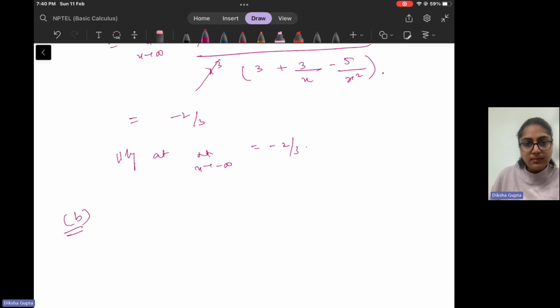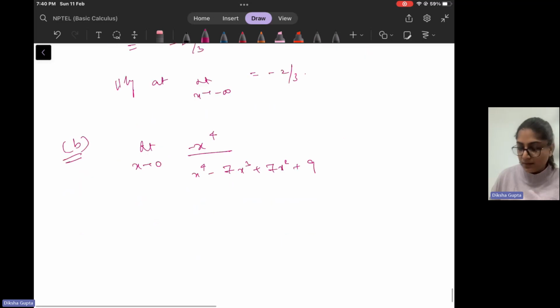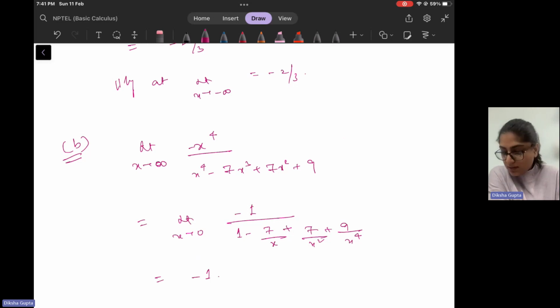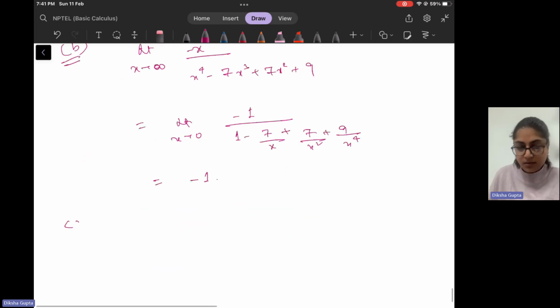Okay, so b part, limit x tending to infinity of minus x raised to power 4 upon x raised to power 4 minus 7x cube plus 7x square plus 9. Again taking out x raised to power 4 common, this will be minus 1 upon 1 minus 7 upon x plus 7 upon x square plus 9 upon x4. So this is minus 1. You see that at infinity the polynomial is behaving like its leading term, the term with the highest power, like it has been discussed in class.